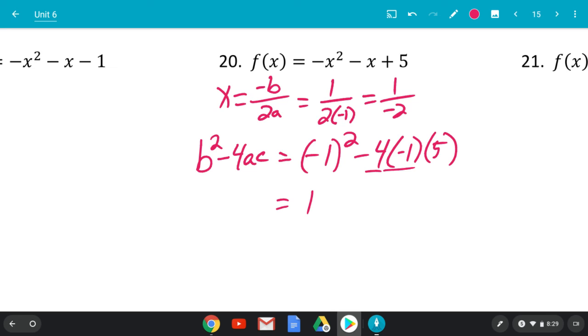So now I've got 1. Negative 4 times negative 1 is a positive 4. Positive 4 times 5 is a positive 20. So 1 plus 20 is 21. Therefore, it's positive. I will have 2 solutions.